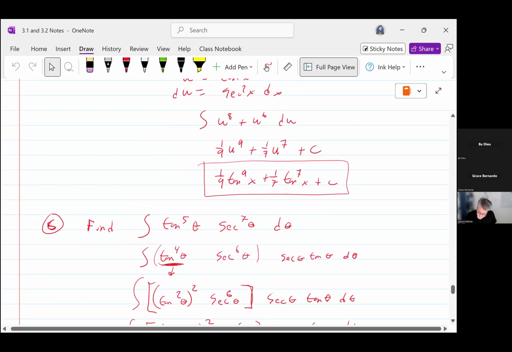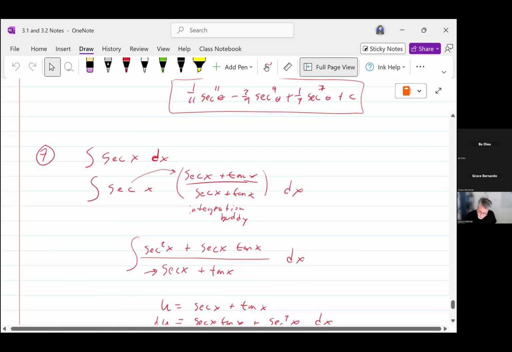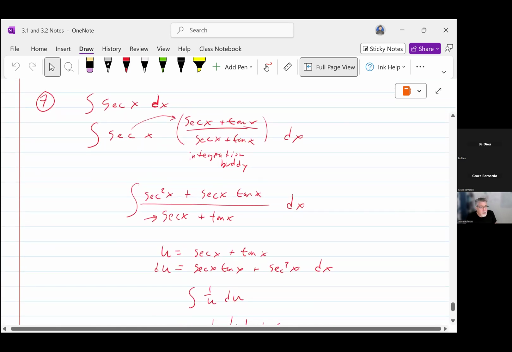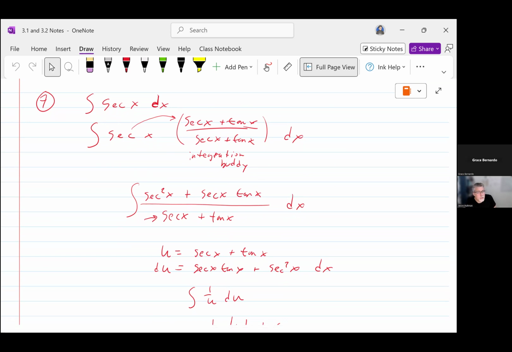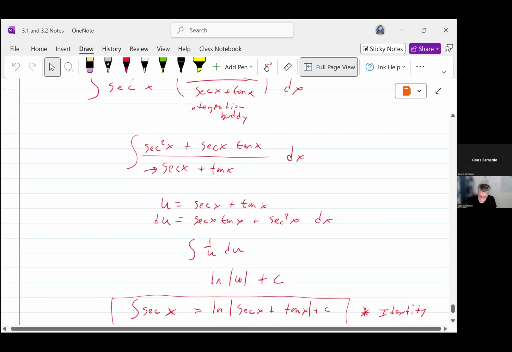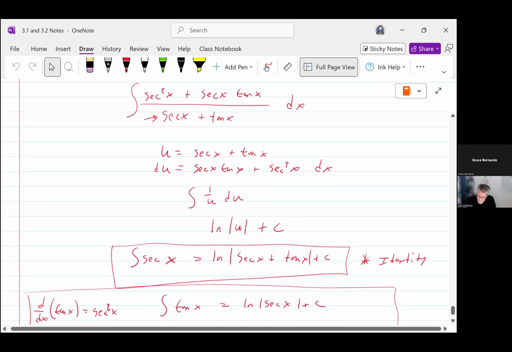And then we did this guy here, number 7. Okay, and I said, well, grab your integration, buddy. Then we know that the top is the derivative of the bottom. And so we just do a u sub on 1 over u, which gives us a natural log. And so I said the integral of secant x is natural log of secant x plus tangent x plus c, which is an identity. Okay. Right. Thank you.